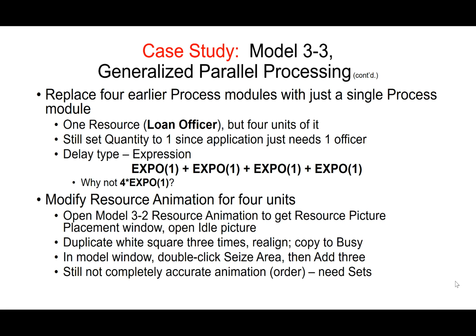The reason that we don't need 4 times the expo 1 is because these are considering 4 separate resources, not 1 resource with 4 times the capacity. That's a very important distinction.